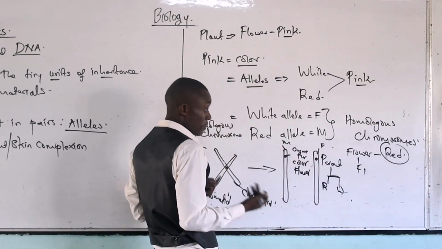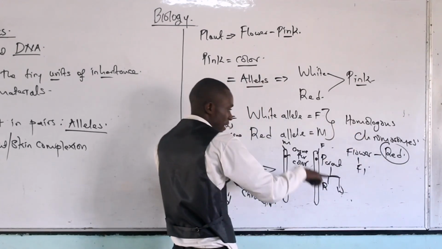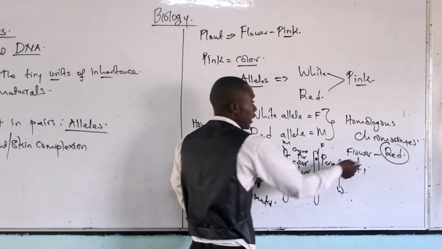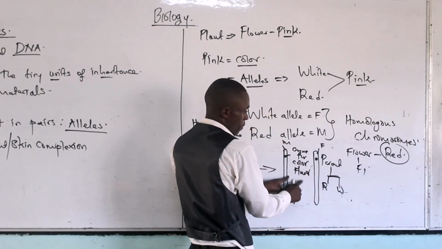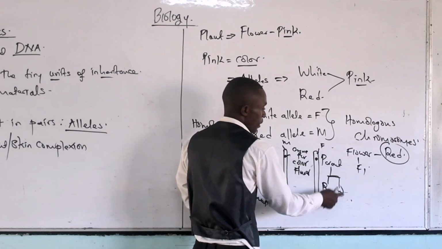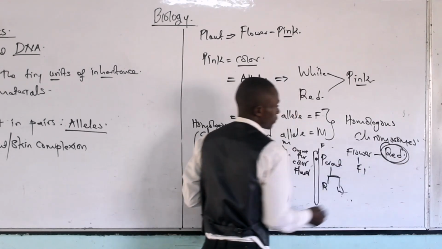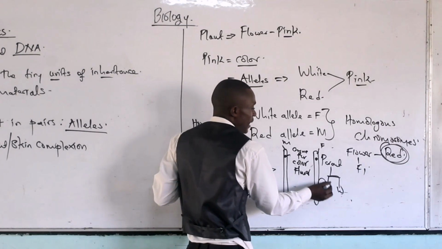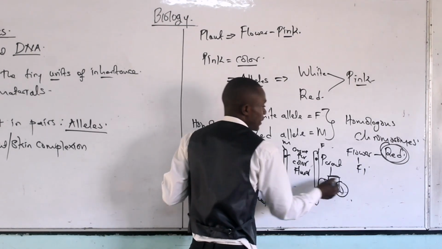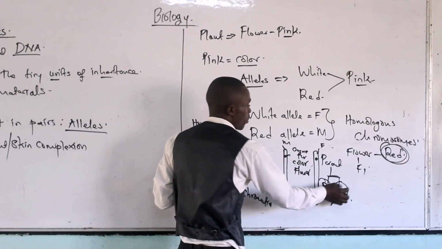What does it mean? It means this F1 generation, which is a plant, inherited, hope you're going with me, student, genes for flower color. From the male, we had red. From the female, we had white. But the phenotype of this flower is red. Why is it red? It simply means that the red allele was dominant over the white allele.